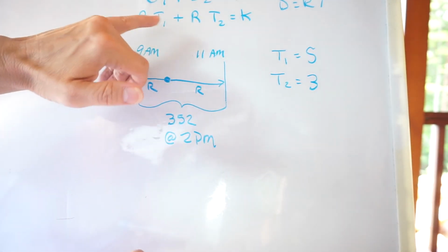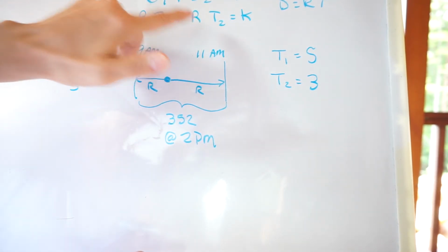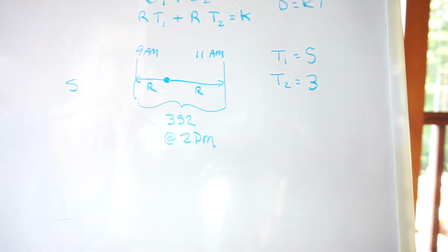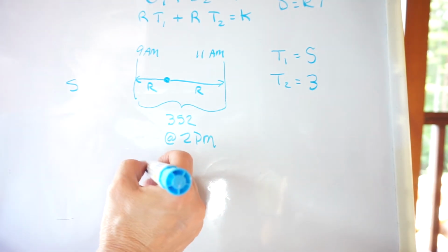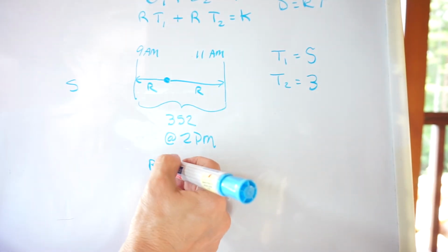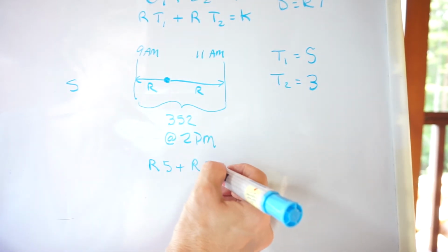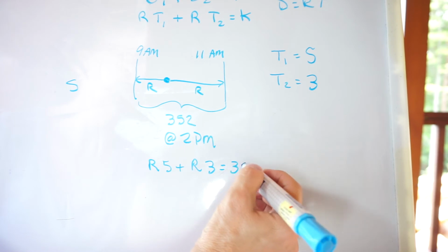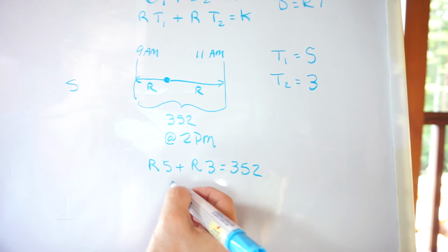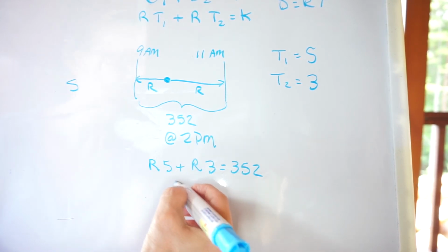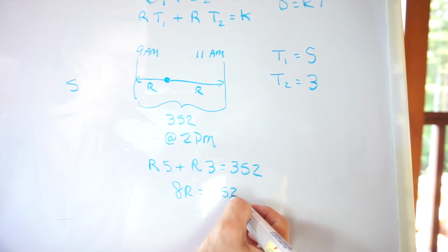Now we have all of the information that we need, because these R's are equal to each other. We're only going to have one variable left when we fill in all of our information. So we're going to have R times time 1 plus R times time 2, and we know that's equal to 352. Here we have like terms, so we can simply add them. 5R plus 3R is 8R. 8R is equal to 352.